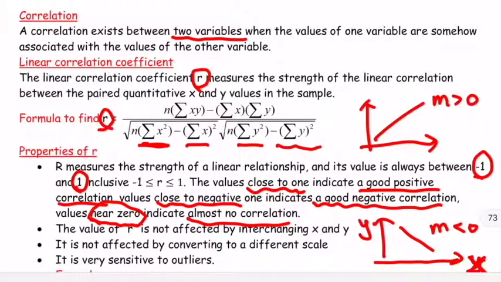You need to know that the value of r is not affected by interchanging x and y, which means when you change x into y and y into x, it does not affect the correlation. The second is that the correlation is not affected by converting to a different scale. The third is that it is very sensitive to outliers.